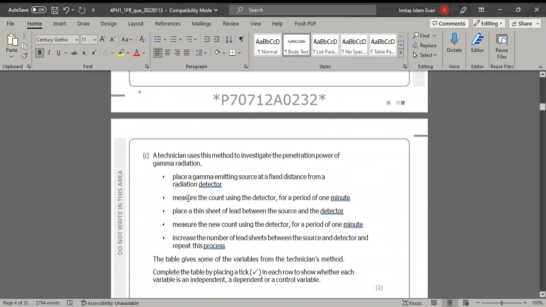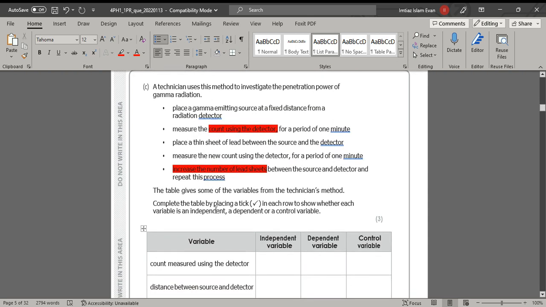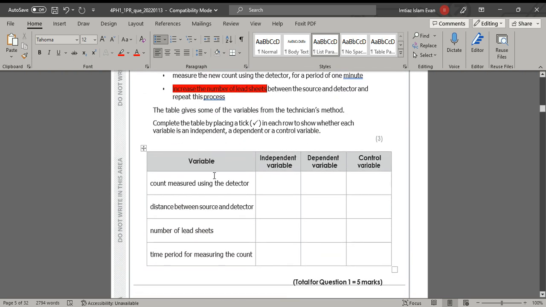Okay. The next question says a technician uses this method to investigate the penetration power of gamma radiation. Place a gamma emitter source at a fixed distance from a radiation detector. Measure the count using the detector for a period of 1 minute. Place a thin sheet of lead between the source and the detector. Measure the new count using the detector for a period of 1 minute. Increase the number of lead sheets between the source and the detector, and repeat the process. The table gives some of the variables from the technician's method. What you need to do is identify the independent, dependent, and control variables.